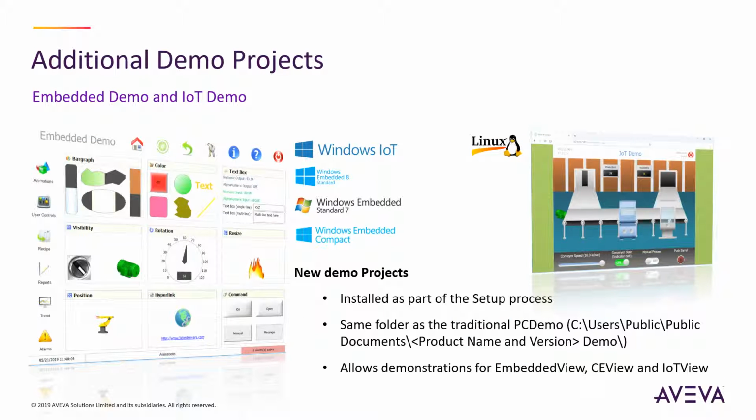And now, as part of our setup process, we are also installing two additional demo projects. In addition to our traditional PC demo in the exact same folder, now you have our embedded demo, which is more suitable for embedded runtimes, such as Windows Embedded Standard and also Windows Embedded Compact. And you have also one demo that we call the IoT demo, which is very suitable for IoT View presentations running on our platform agnostic runtime, IoT View on Linux, for instance, on a Raspberry Pi, and things like this. So this will allow anyone to play with those platforms using more suitable applications for them.